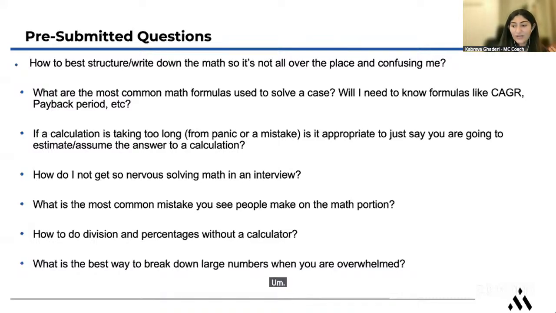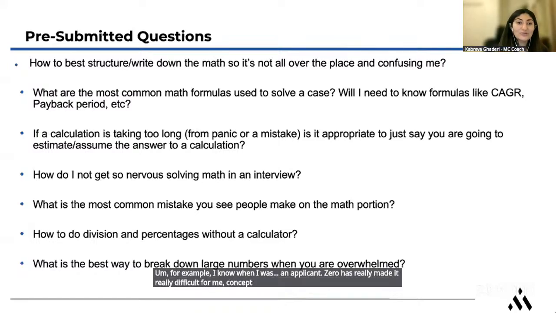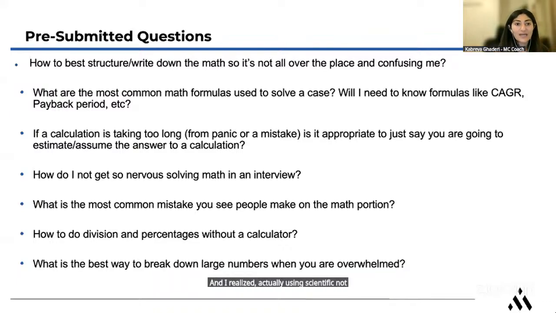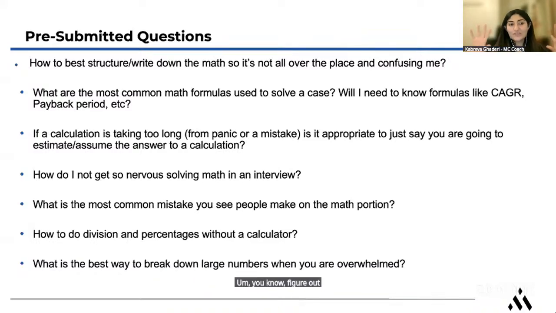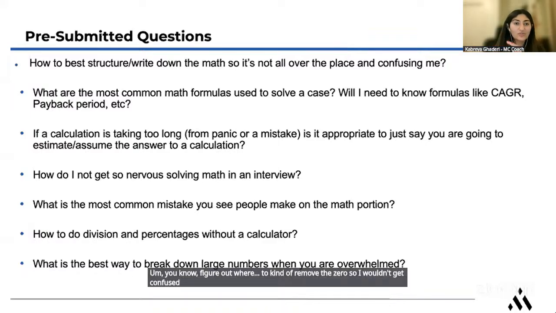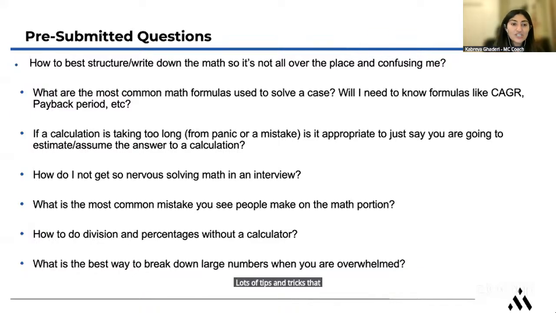For example, I know when I was an applicant, zeros really made it difficult for me conceptually to do large multiplication or large division, like large number division. And I realized using scientific notation was helpful for me to remove the zeros so I wouldn't get confused, but have a structured way of making sure that my numbers were in the correct order of magnitude. So lots of tips and tricks that folks like us will teach.